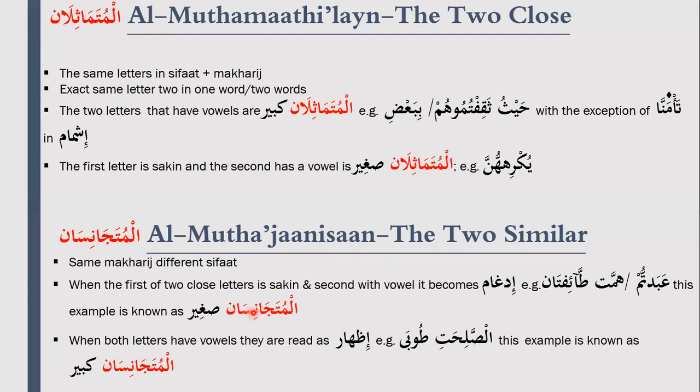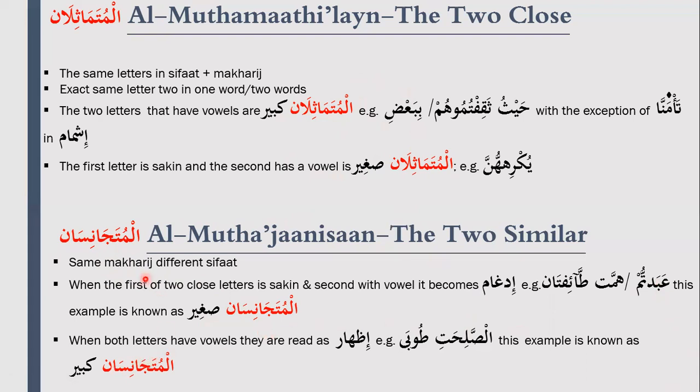It has to be with a letter that shares the same articulation point, so it doesn't have to be the exact same letter as in the first category. The example does come in one word: abattum. Here we merge the ba with the ta and we drop the letter dal. Again, it's known as al-mutajanisan saghir.